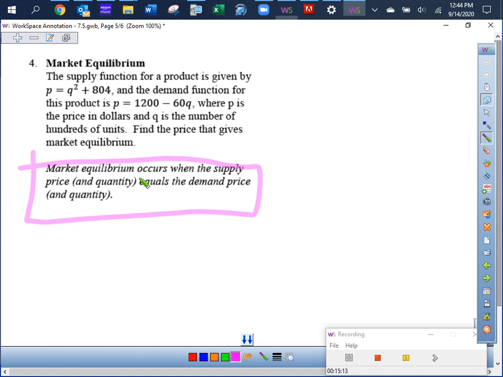Market equilibrium occurs when supply equals demand. So here's the supply function, and here's the demand function. Let's set them equal to each other.